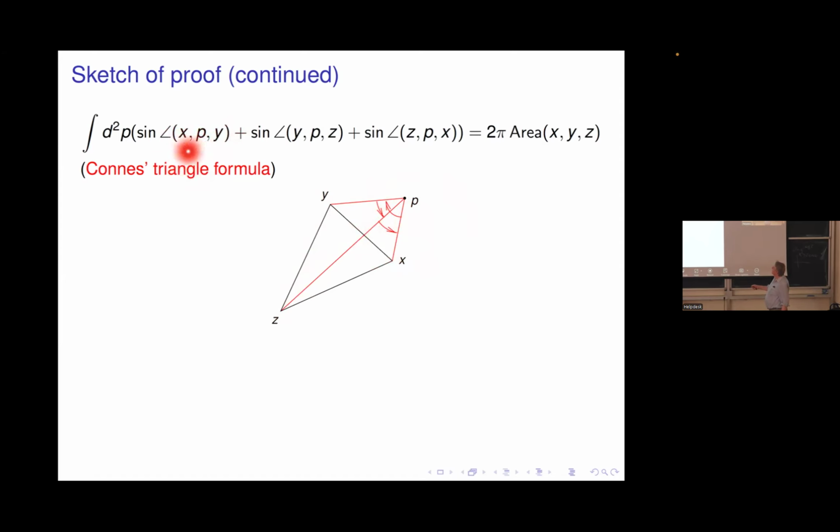The angle between X and Y is viewed from P, and likewise for the others. Don't take these angles, but take the sines thereof, and integrate the result over the whole plane. And this is a formula for the area of the triangle.